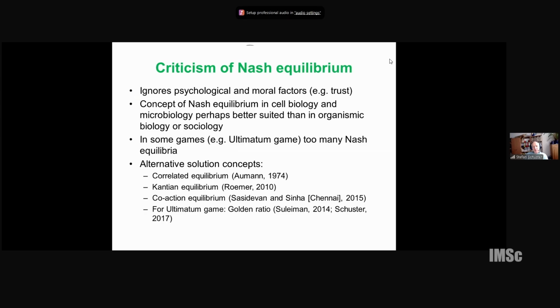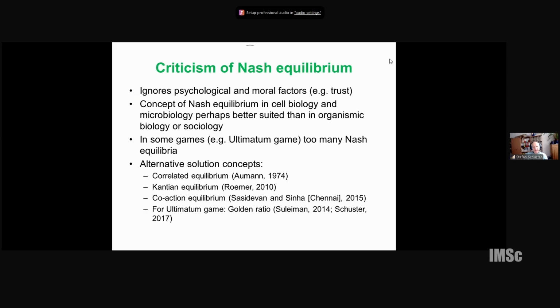There was also some criticism of the concept of Nash equilibrium because it ignores psychological and moral factors, for example trust. For example, in the prisoner's dilemma, game theorists assume that everyone is acting selfishly and does not trust the other one, but often in society there is trust, or also other psychological factors like spite, for example. And I think that the concept often does not apply in a sociological context or even for higher organisms, but in microbiology and cell biology it is very appropriate, because microorganisms cannot trust each other, so to speak. They have no psychological factors.